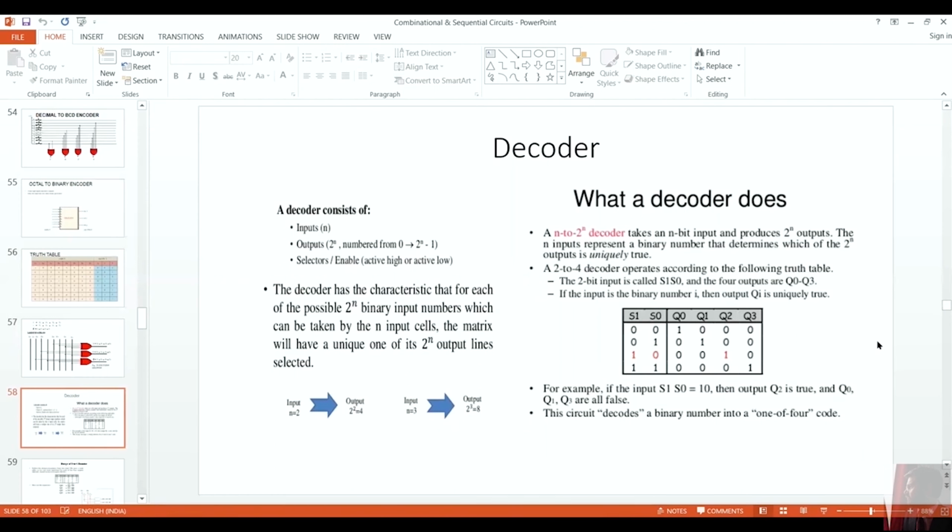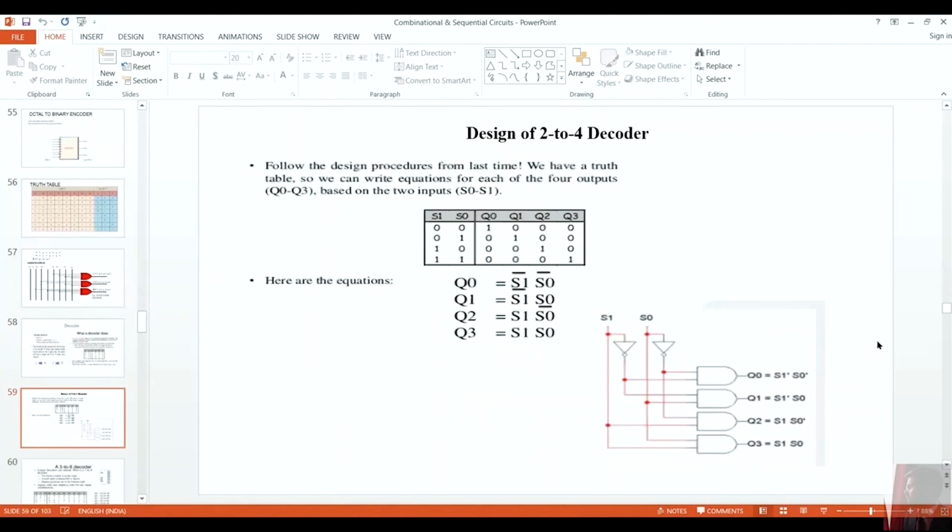You can see that we are talking about n to 2 raised to the power n decoder. So if you have 2 inputs, the decoder output would be 4. So it's a 2 to 4 decoder, you can see. If we have a 2 to 4 decoder, how many inputs? 2, in the form of select lines.